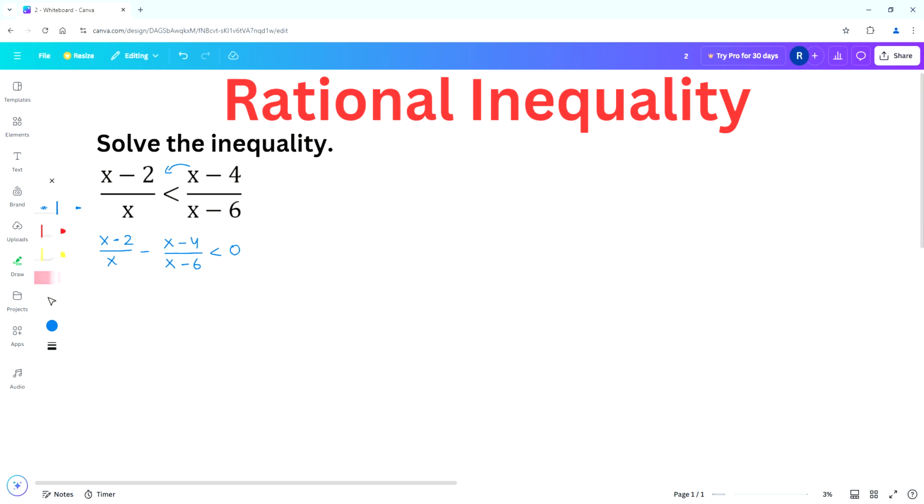Now we have to combine these fractions. We have to find a common denominator. The common denominator is x times (x - 6). We should multiply the first fraction in the numerator and the denominator by x - 6. We should multiply the second fraction by x in the numerator and denominator.